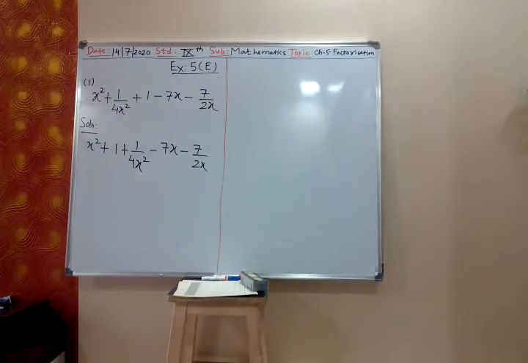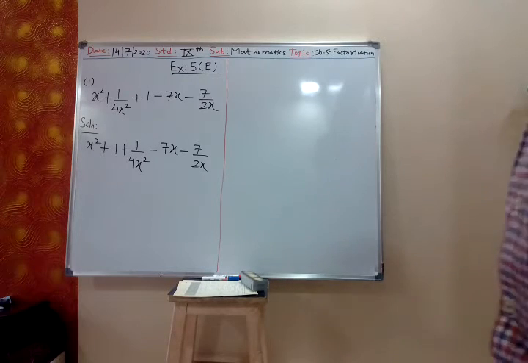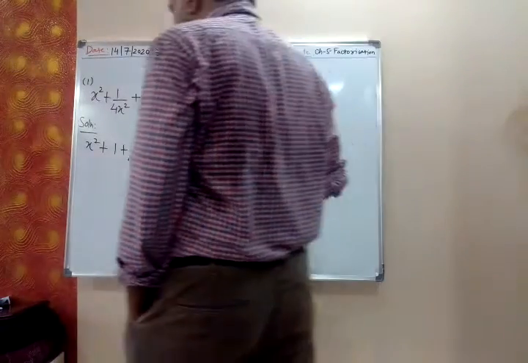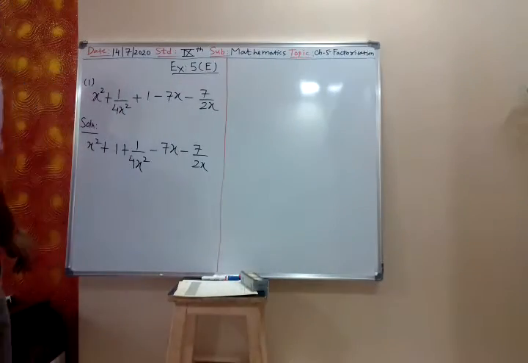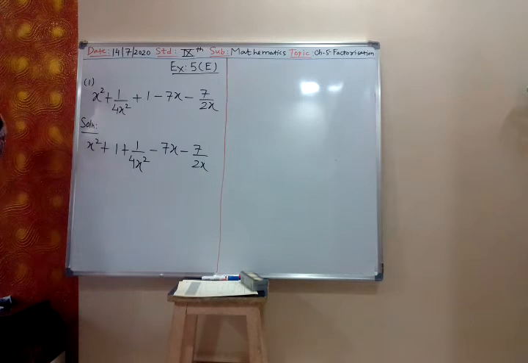One minute. Now it is clear. No, it is becoming black because all of you have started shouting. x square plus 1. Wait. Now it is clear, board. Yes. Okay.